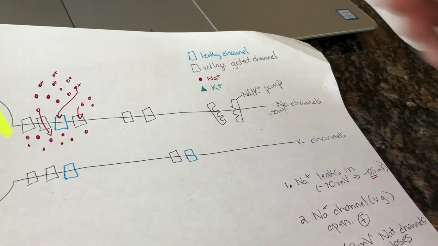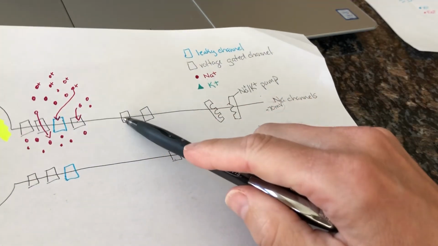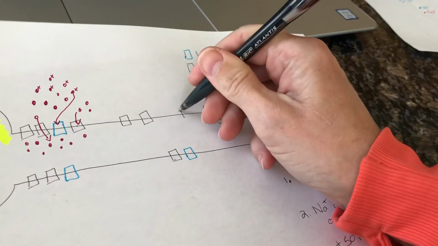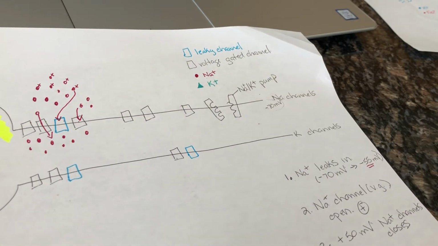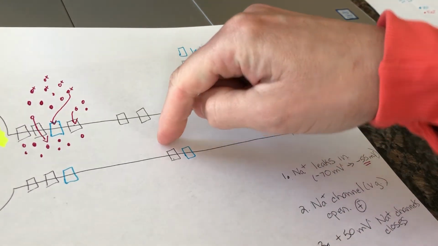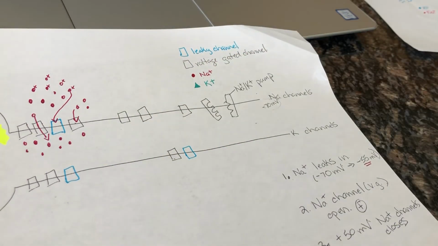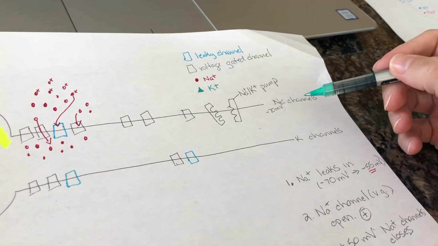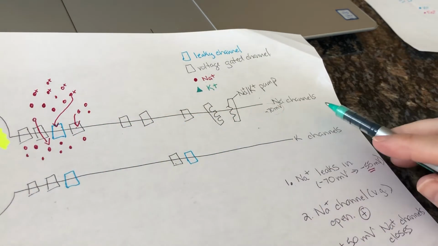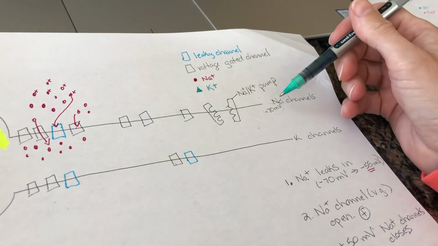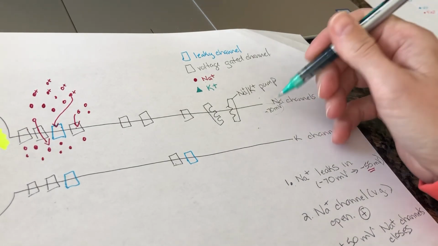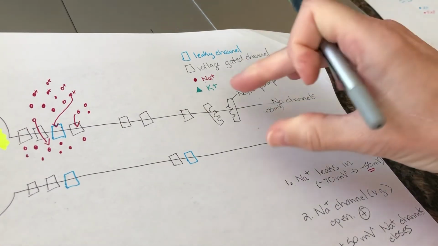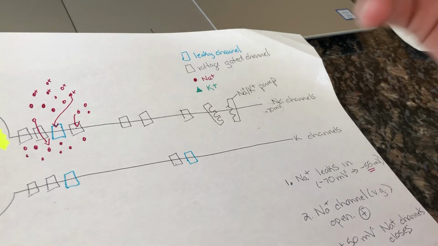These guys are closing on this side. Again, this will be open for a short period of time, then it'll close, and there'll be more voltage gated channels, and they'll close as well. Now we've got lots and lots of positive inside, and we want to restore this. The ultimate goal of the action potential is to send this chemical, electrical message down the axon, and then restore this so that the message goes only in one direction and this neuron is no longer firing for a short period of time.